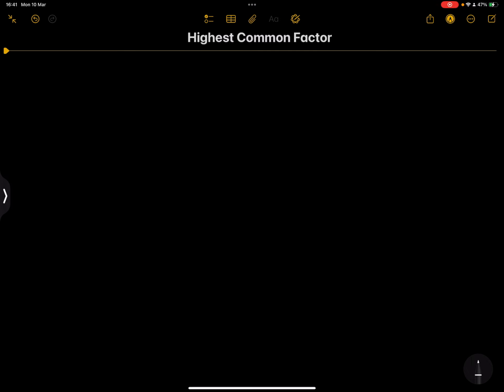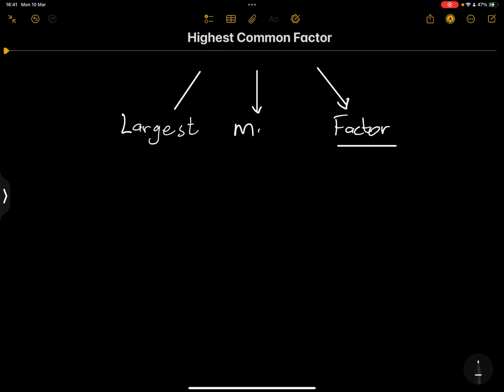So, now let's just talk. What is the highest common factor? Well, remember, when we talk highest, it means we are looking at the largest number. That is common, which means it should appear more than once. And of course in this case it should be a factor. By virtue of it being a factor, it means that you can divide it into another number without leaving a remainder. So remember, we say it's common, so it appears more than once.